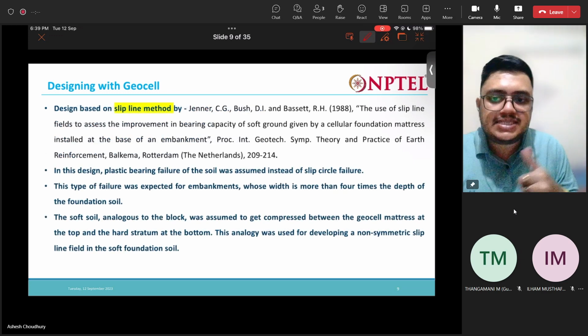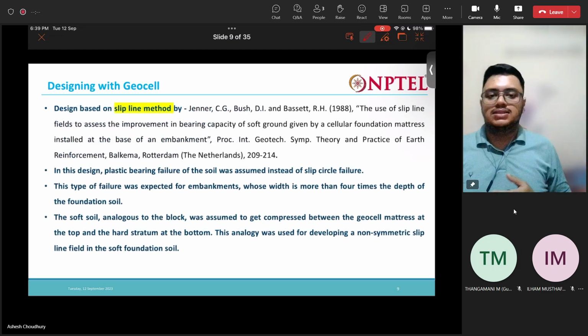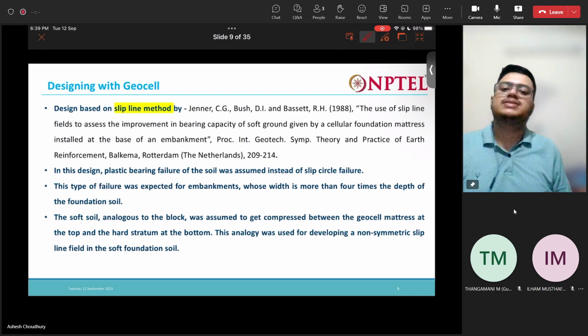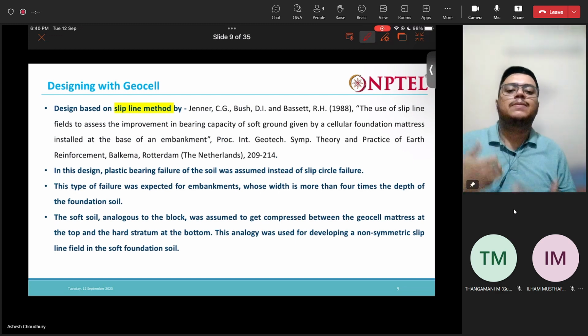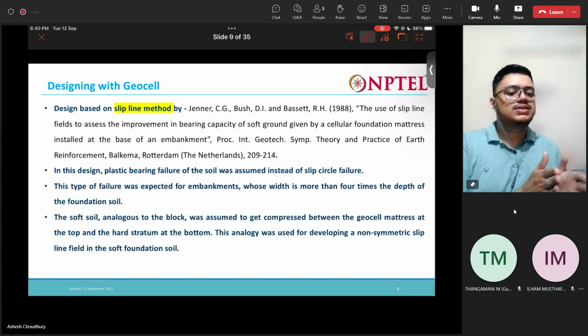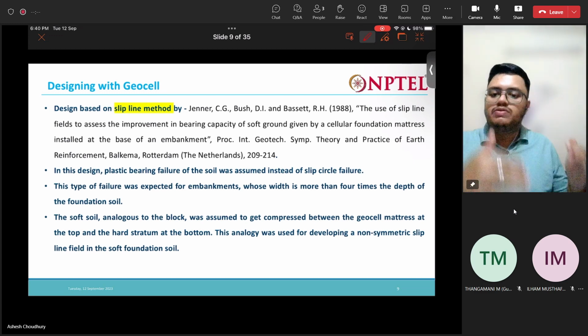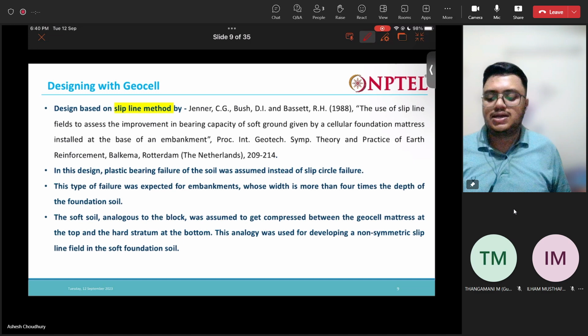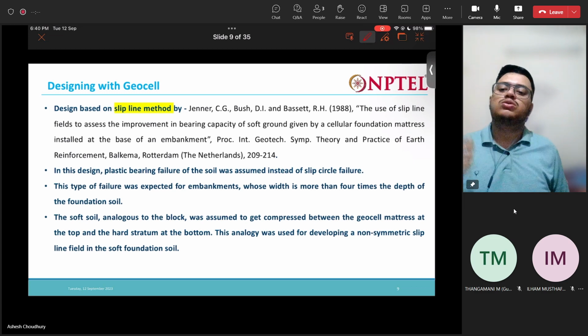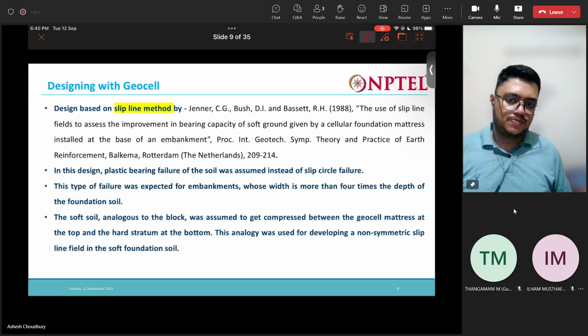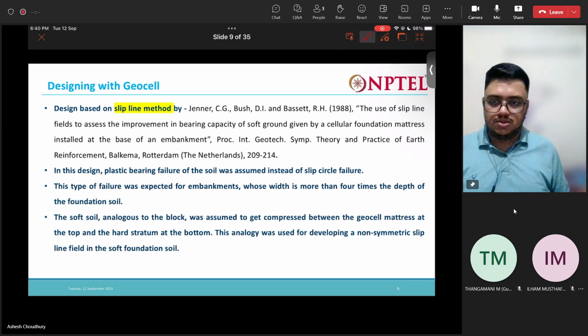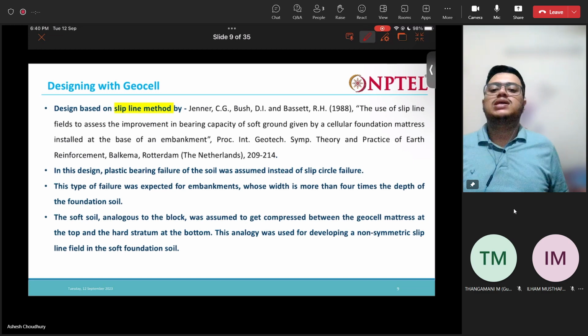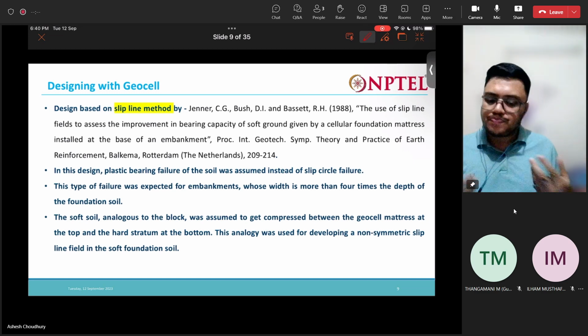Now, there are many methods of designing by geocell. At the end I will suggest a paper in which some methods have been suggested and summarized. I will just suggest you go through that paper. It will be very beneficial to you. So one of the methods is designed based on the slipline method, and this method was given by Jenard Bush and Besson in 1980. So quite old, honestly.